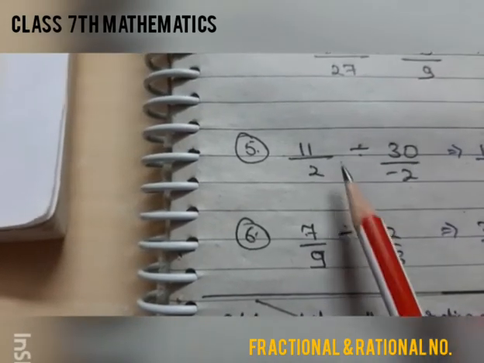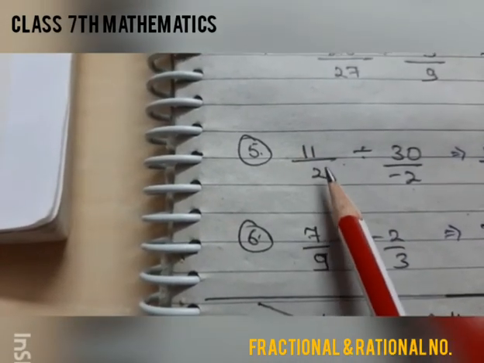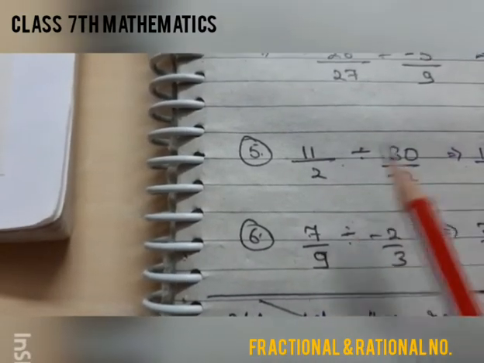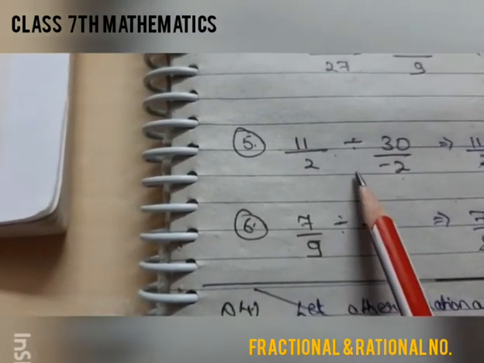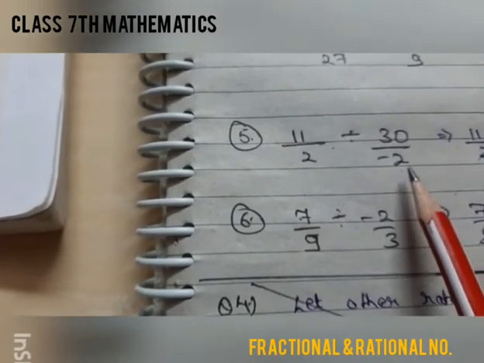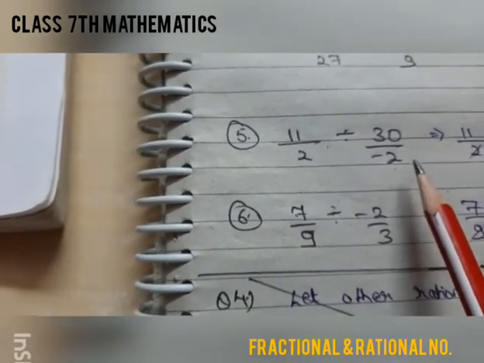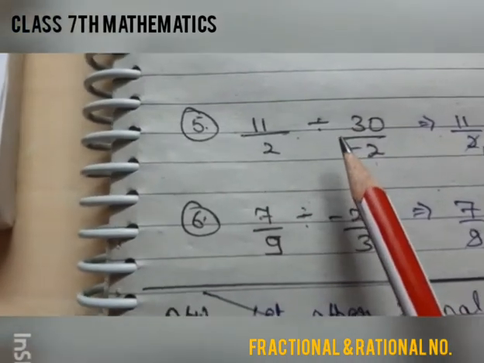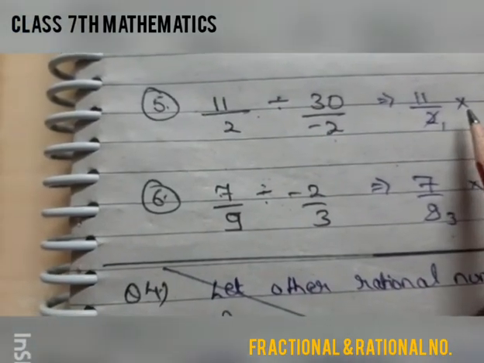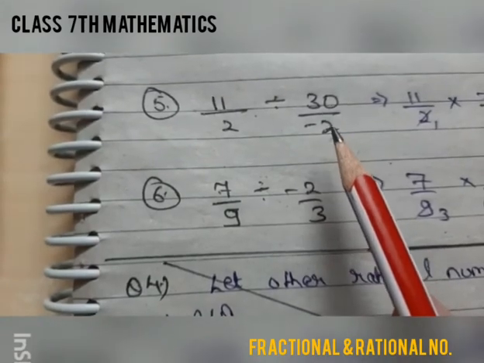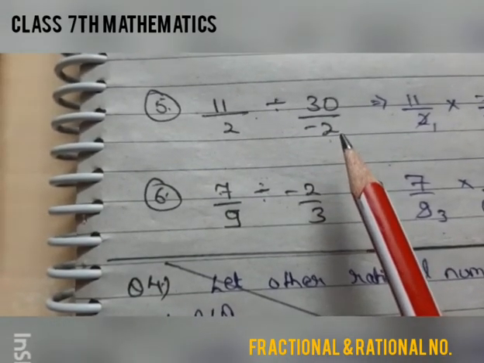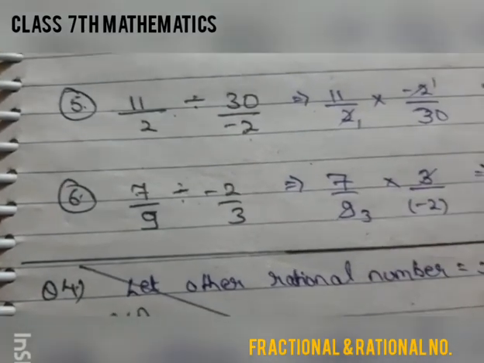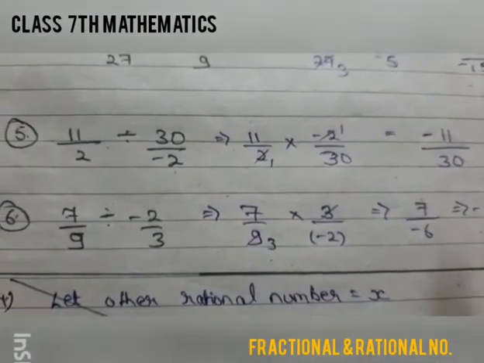Now once again, first rational number into reciprocal of second rational number, or first rational number into multiplication inverse of second rational number. Now first rational number is what? 11 upon 2 multiplied by the inverse of 30 upon minus 2. Or the reciprocal of 30 upon minus 2 is what? Minus 2 upon 30. Now when you solve it, you will get this answer, minus 11 upon 30.